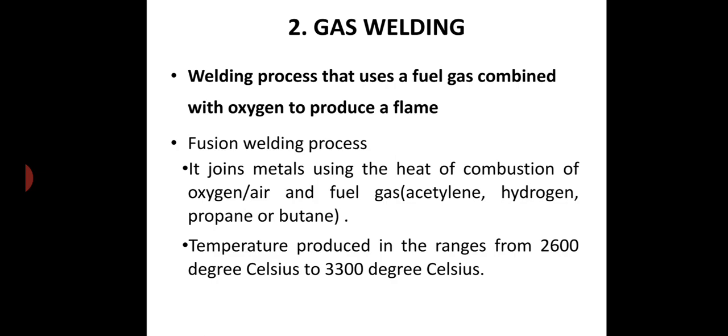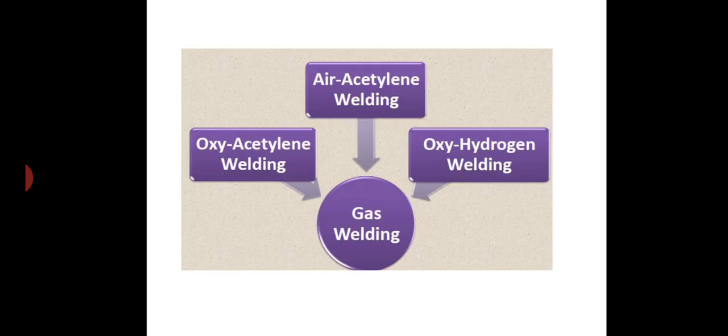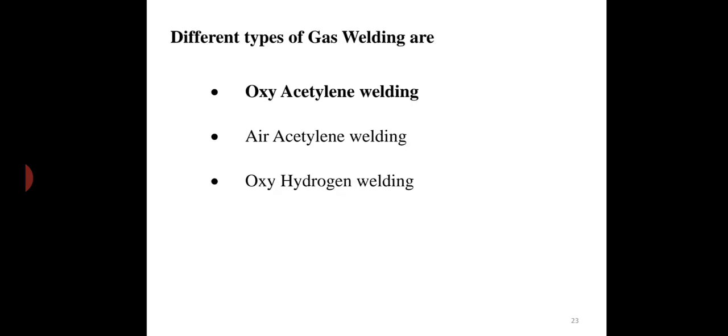It depends on what type of material you are using as workpiece. General temperature ranges maintained will be around 2600 to 3300 degrees Celsius. So in the previous case, that is the arc welding process, the temperature was around 6000 to 7000 degrees Celsius. Here it is only on the half range, and it is mostly utilized because you can use it anywhere. Major types are, as we discussed, oxyacetylene, air acetylene and oxyhydrogen welding. These are based on the type of fuel gas being utilized by the operator.